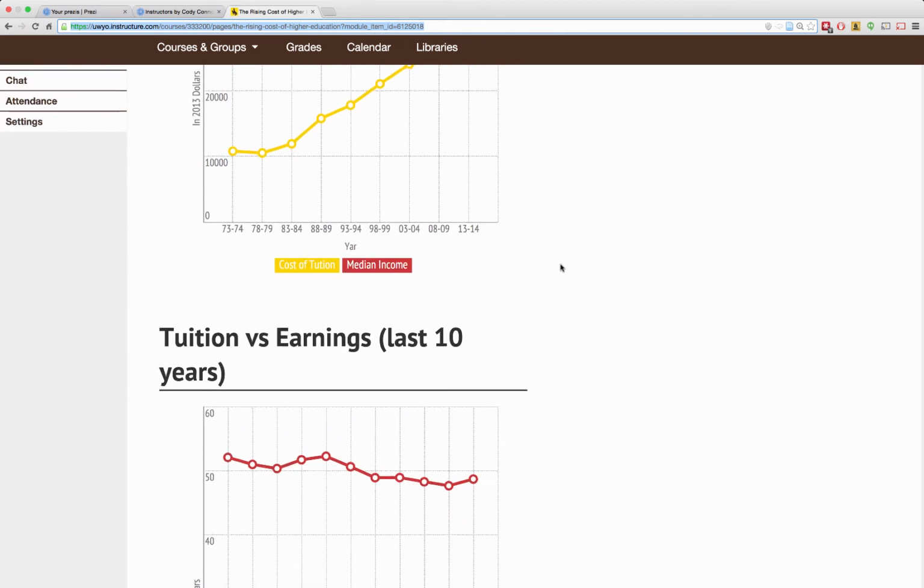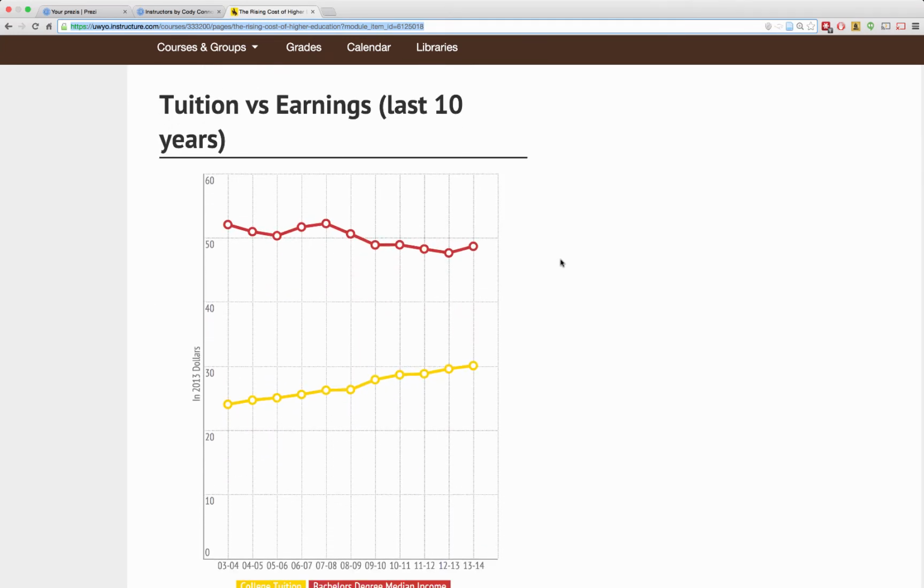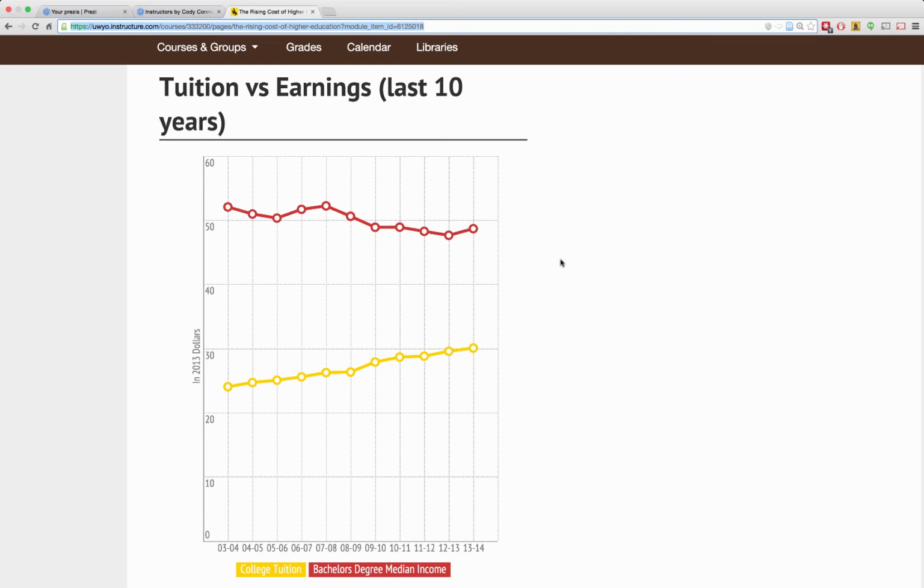Now, let's drill down a little further. And let's look at tuition versus earnings over the last 10 years. Because you might think median income doesn't represent those students with a college degree. And if we look at those students with a college degree, maybe we'll see something different. So let's look at the last 10 years. And let's look at that same college tuition right here in yellow.